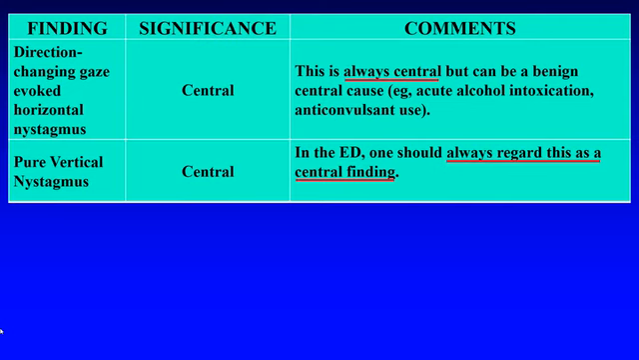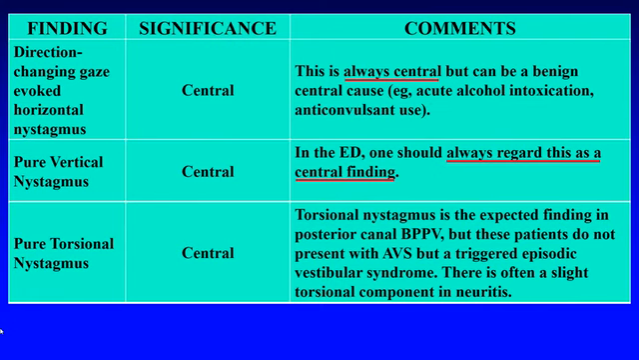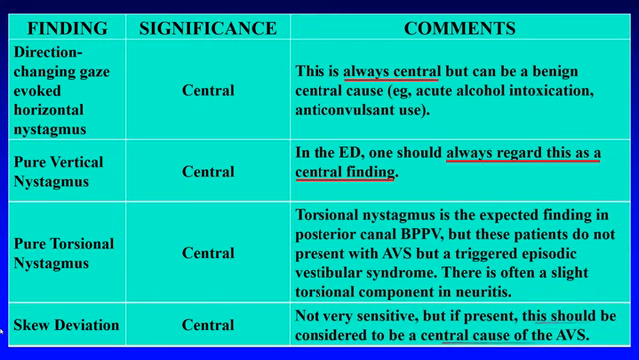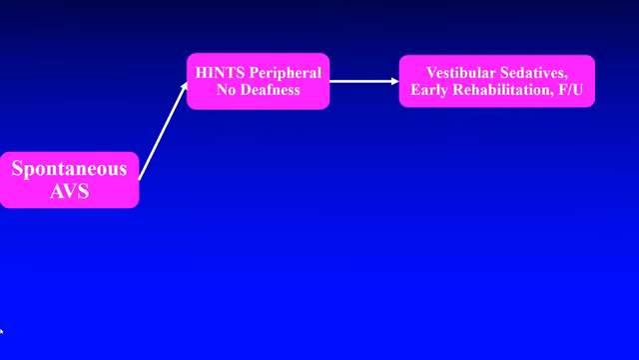Pure vertical nystagmus in the ED should always be regarded as a central finding. Pure torsional nystagmus is essential. Torsional nystagmus is found in posterior canal BPPV, but that is a positionally triggered episodic vestibular syndrome, not qualifying for AVS. Skew deviation is central. It is not very sensitive, but if it is present, this should be considered a central cause of AVS. So, spontaneous AVS, hence peripheral, no deafness: vestibular sedatives, early rehabilitation and follow-up.